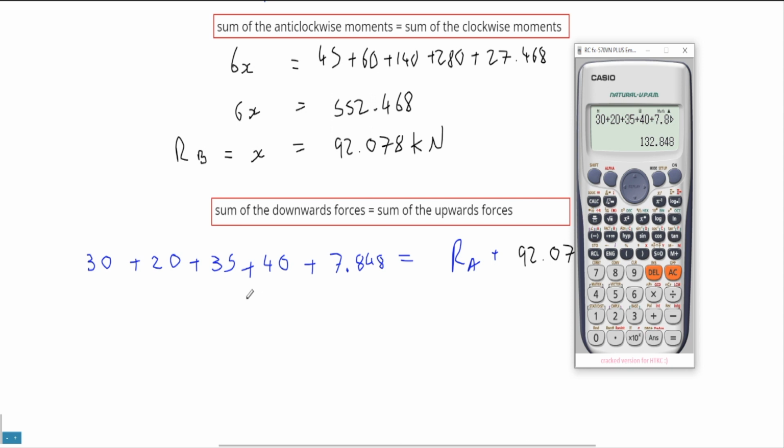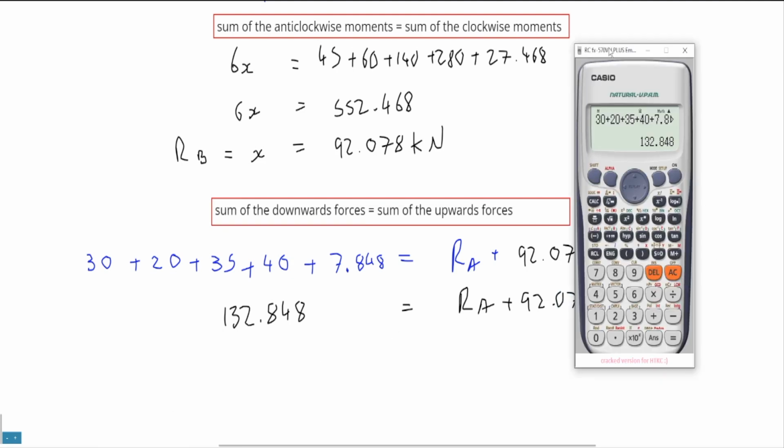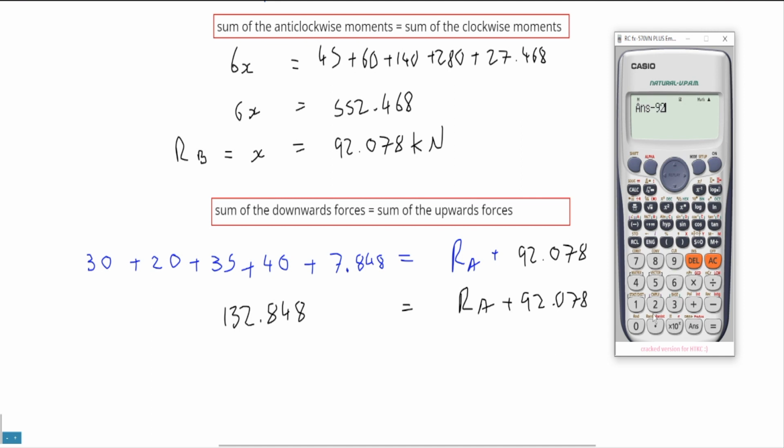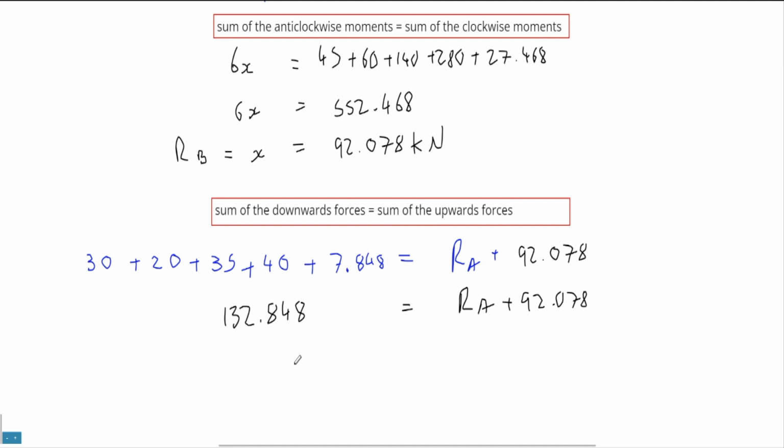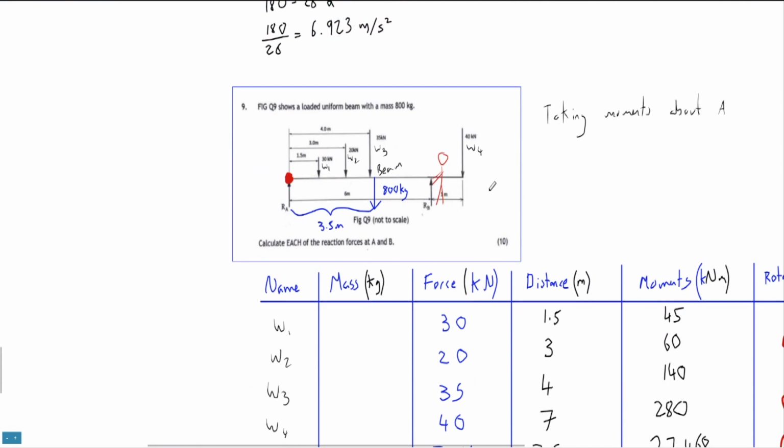That's 132.848. Now we've got the reaction force at A plus B, and we're going to minus off the 92.078 to find the reaction force at A. So let's take our number and minus the 92.078. Great. 40.77 must be the reaction force at A. So we've got the reaction force at A, we've got the reaction force at B, and it's in kilonewtons. Check the question. I think we did it all. On to the next one.